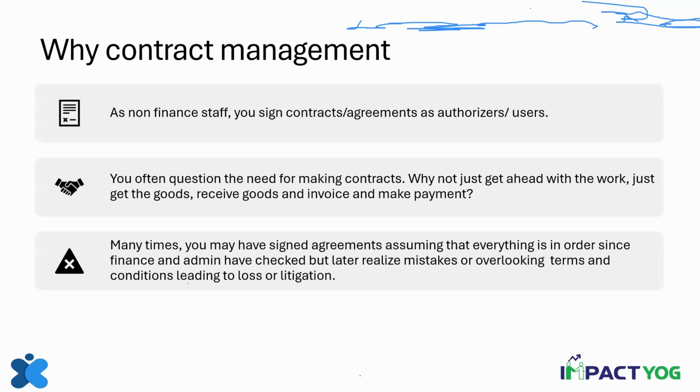Now we come to contract management, which is the next part. Why contract management? Please remember, the contract part is that part in the procurement process where we were talking of issue of PO and contract. So, contract management is that piece in the procurement process. Please remember that. But why we are talking of contract management is to underline the importance of a contract, and therefore we are calling it contract management.